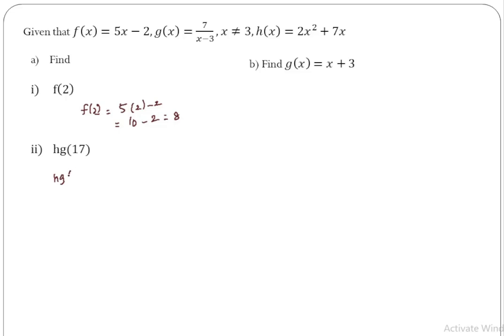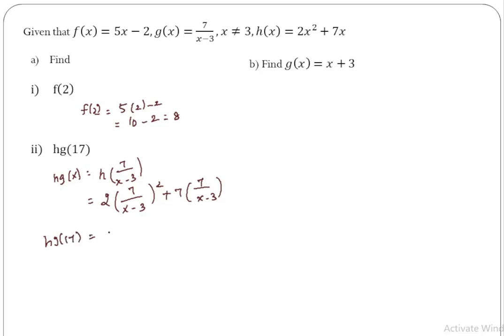Now we can go for h of g of x. What is the g of x? It is 7 over x minus 3. Then apply the h, that is 2 times x squared, that is 7 over x minus 3, the whole squared, plus 7 times 7 over x minus 3. Shall we substitute 17 over here?